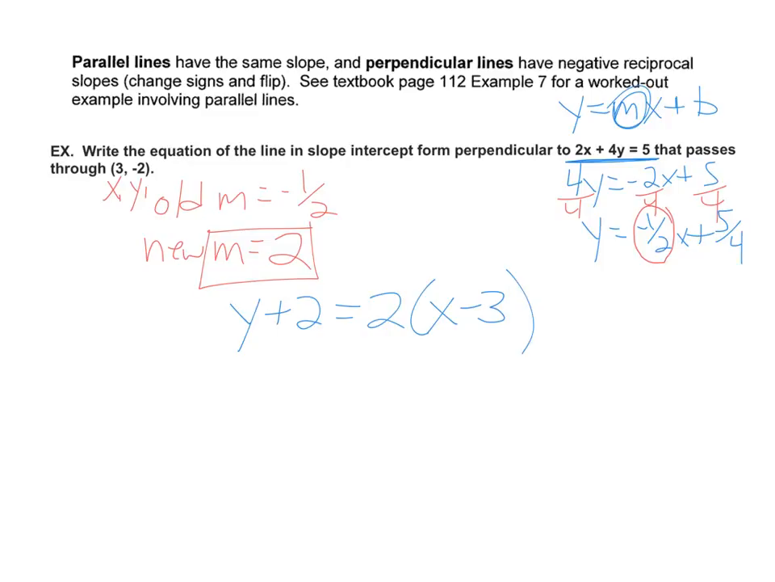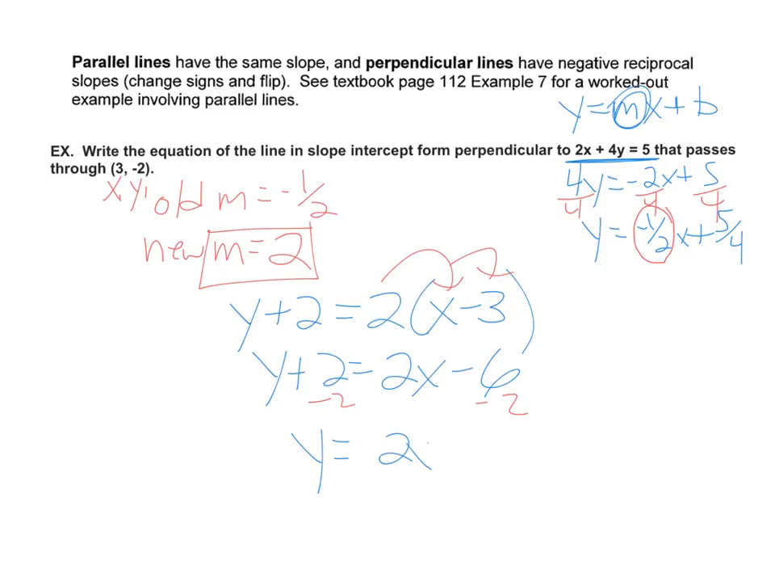It's asking for slope-intercept form, that's the y by itself, so I need to distribute: y plus 2 equals 2x minus 6, and then finally get the y by itself, y equals 2x minus 8. So this line and my original line would be perpendicular to each other if we were to graph them.